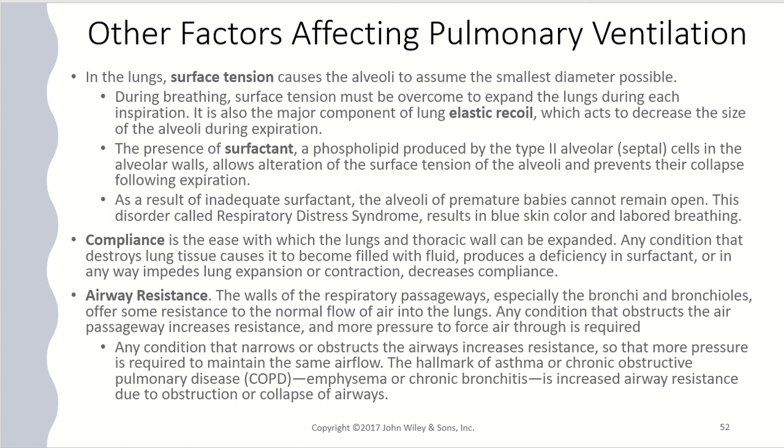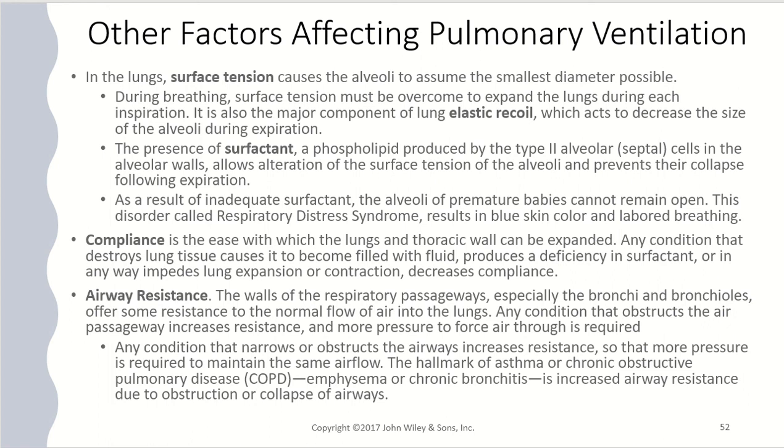It is also going to be the major component of lung elastic recoil, and this is in turn going to act to decrease the size of the alveoli during expiration. The presence of surfactant, which as we mentioned is a phospholipid produced by our type 2 alveolar cells, also called septal cells, in our alveolar wall, is going to allow for an alteration of surface tension of the alveoli, and it's going to prevent them from collapsing in on themselves following expiration.